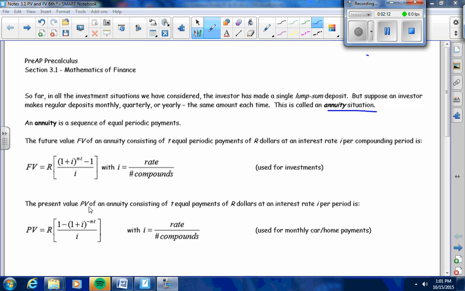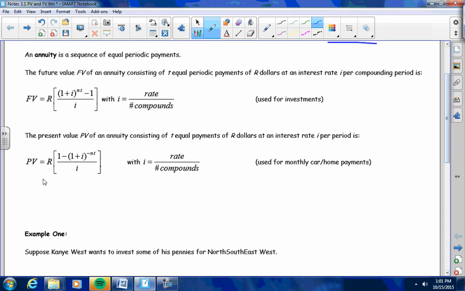Present value, PV, of an annuity consists of T equal payments of R dollars and an interest rate I per period. Present value, the formula is a little bit different. It equals R, the monthly payment, times in brackets, in the numerator, 1 minus, in parentheses, the quantity 1 plus I, raised to the power of negative n times t. So you need to note that the power is negative. It's a negative exponent. And that's divided by I.